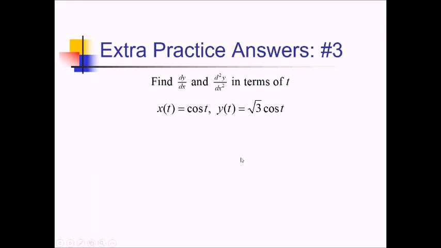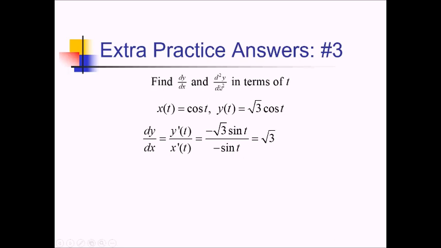On this problem, I want the first and second derivatives of this parametric equation. So let me start with dy over dx. That's y prime of t over x prime of t. So y prime of t, that's going to be negative radical 3 sine of t. For x prime of t, we've got just negative sine of t. I can reduce that to negative radical 3, or actually positive radical 3, negative, so that's nice.